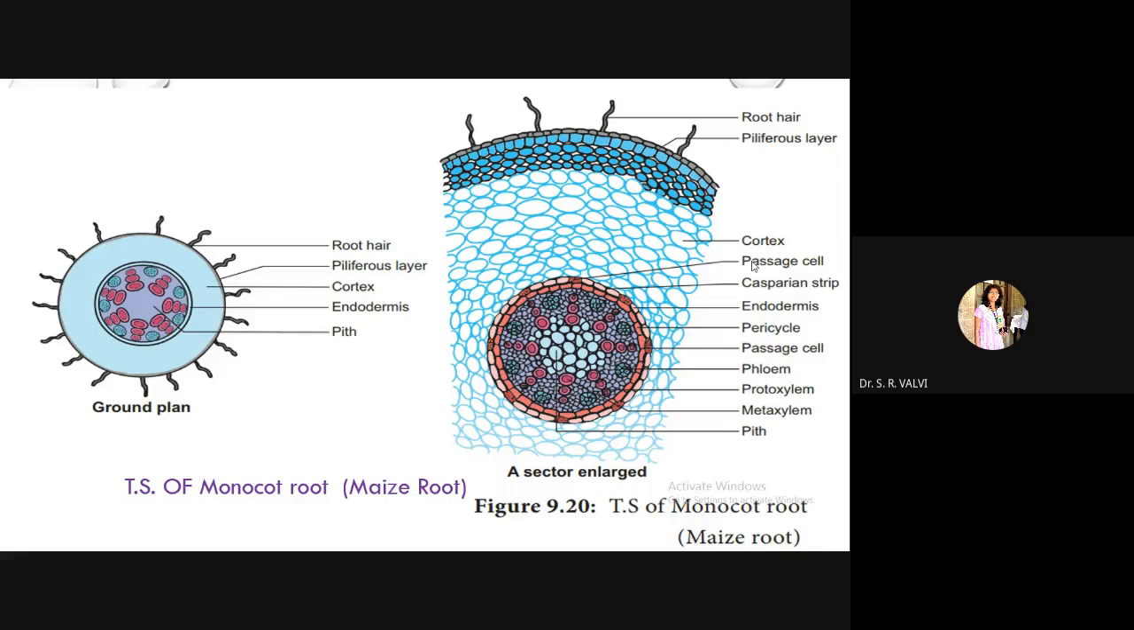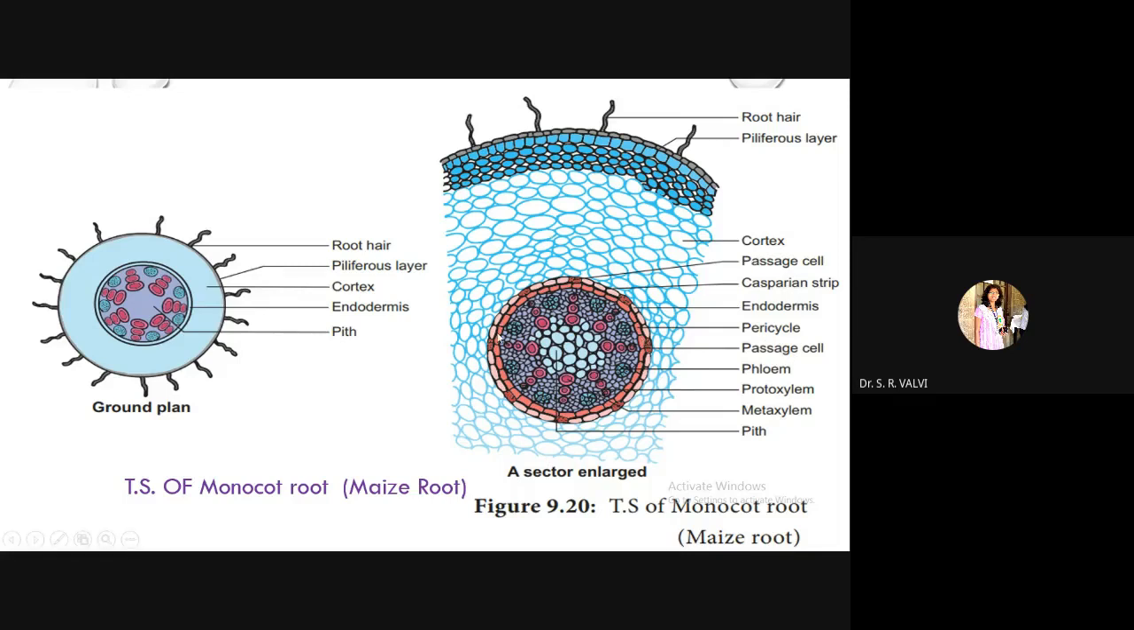Suppose this water and mineral is enough within this inner portion, within this vascular bundle and pith region, then Casparian strips are getting closed. Okay, the message is passed to the passage cells, and hence the movement of this water and mineral from this cortex is stopped. So likewise this mechanism is played by these Casparian strips as well as the passage cells which are present within this endodermis.